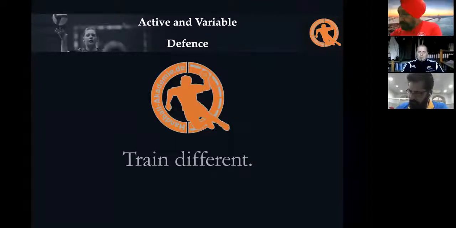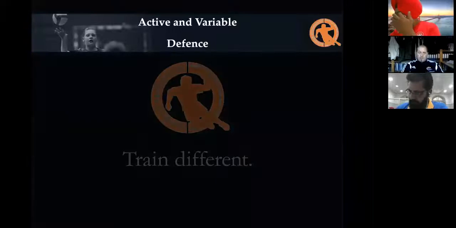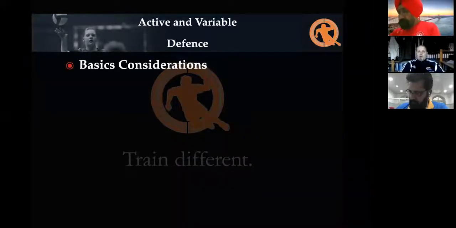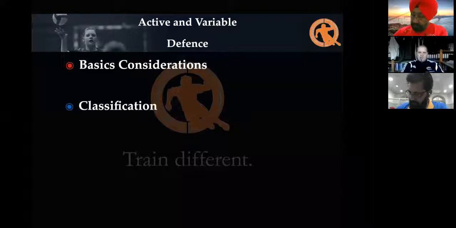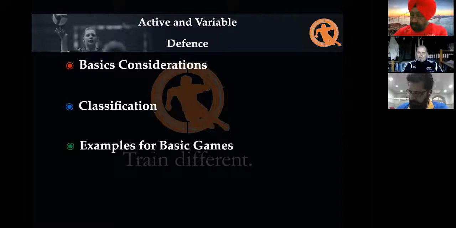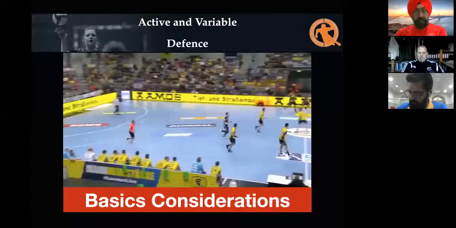So in this presentation, active and variable defense, we will find 3 chapters. First one, basic considerations. Second, classification. And the third one, examples for basic games. This is the 3 steps way we always build up our presentation. And in the first, I'm gonna show you a video example in the first step.